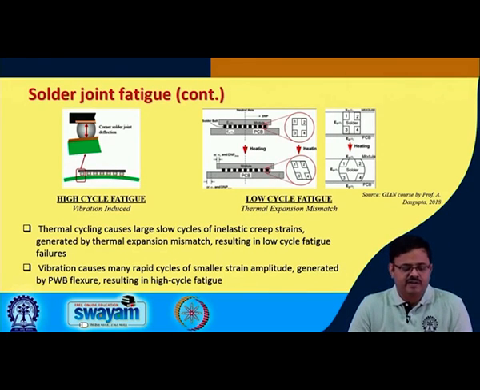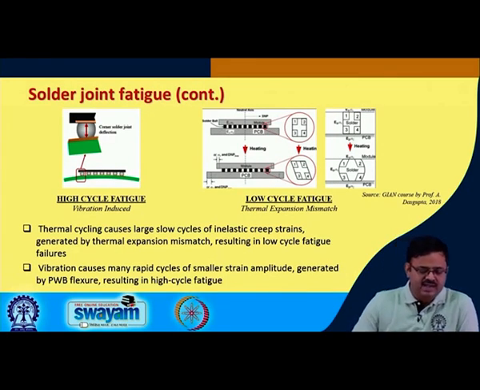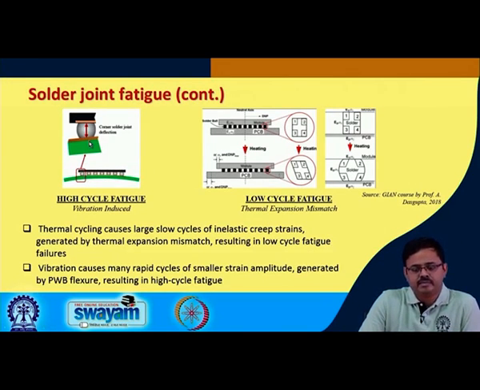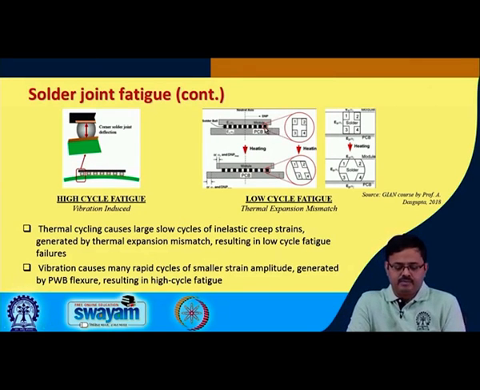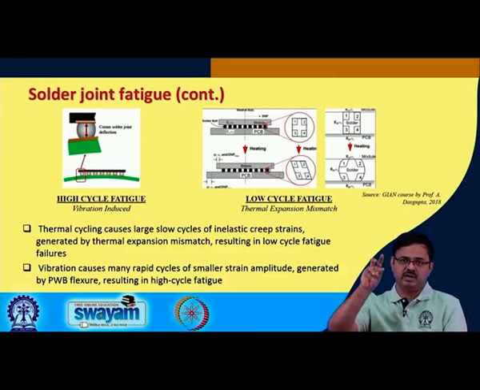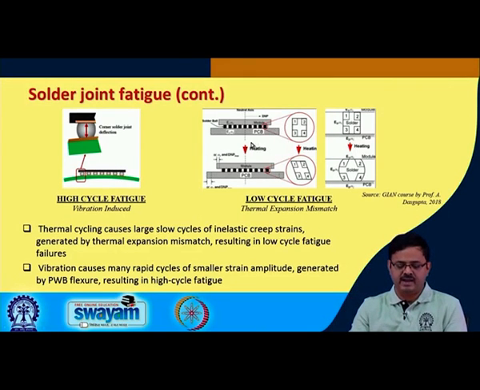So, if you look at solder joint fatigue in more detail, high cycle fatigue is more vibration induced, you see here. Low cycle fatigue is more due to thermal expansion mismatch, and what we were talking about before was a kind of global mismatch. So, this solder joint, we were seeing as a single body undergoing deformation because of unequal expansion. So, this was the original condition, and this is on heating.